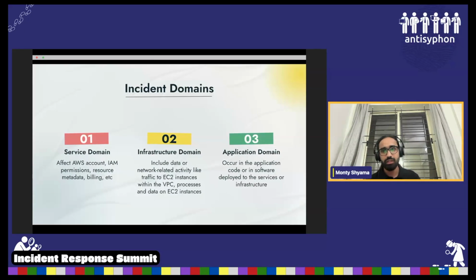You also have many serverless services provided by AWS, such as RDS and Lambda. So any incidents occurring in the application code or software deployed in those services, the incidents pertaining to those areas will fall into the application domain.